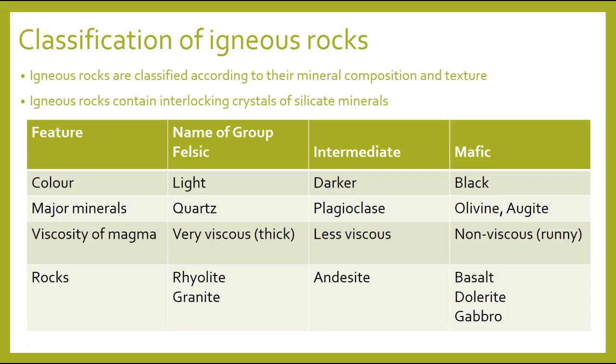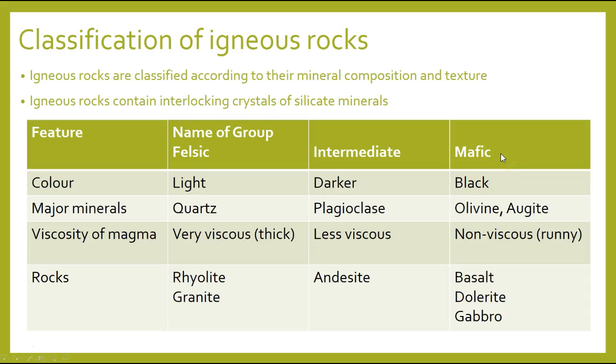Now, depending on the type of feature will determine the type of group. So if you've got, for example here, rhyolite and granite are light in color, their major minerals are quartz, and they have a very high viscosity. Andesite, which is an intermediate rock, is darker in color, so it's kind of like a medium gray. Its main mineral is plagioclase and it's less viscous. It's not non-viscous, it's somewhere in the middle.